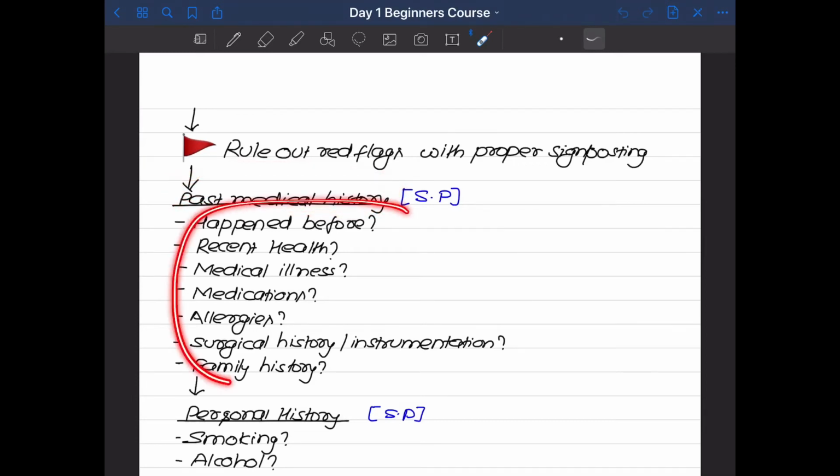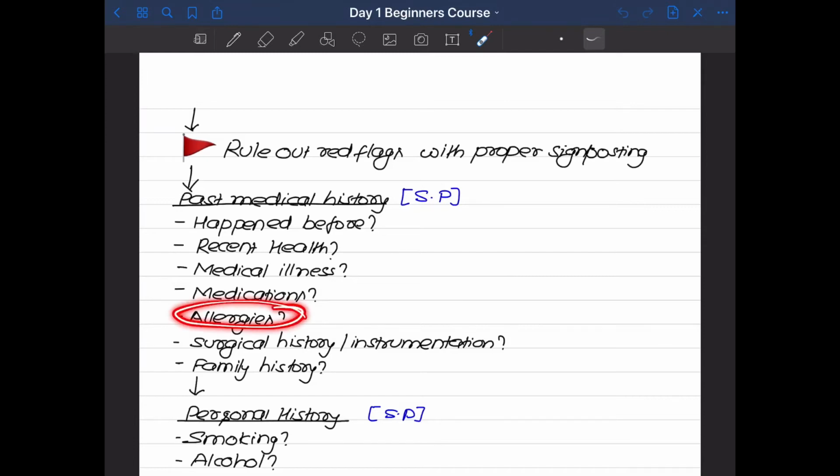These are few important questions you have to ask in past medical history. Has this happened before? How has your recent health been apart from this? Have you been diagnosed with any medical illness? And if there is any closed question, you can still ask, by any chance, any high blood pressure, any diabetes? Are you under any medication? And if you want to ask a closed question, you can ask, are you under, by any chance, any medications like steroids or long-term antibiotics?